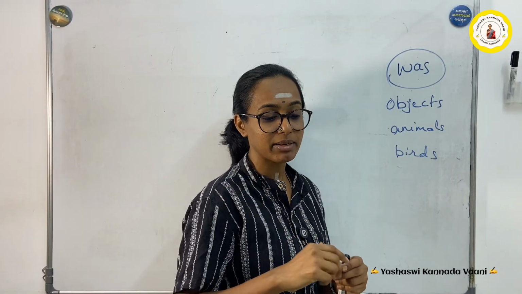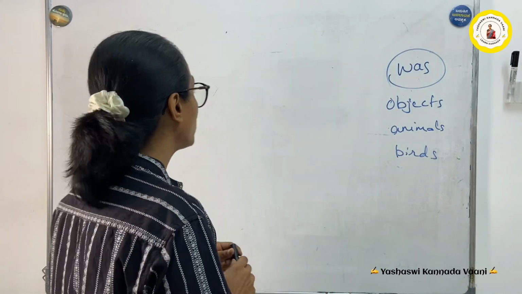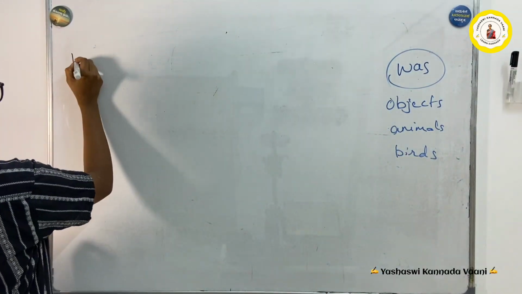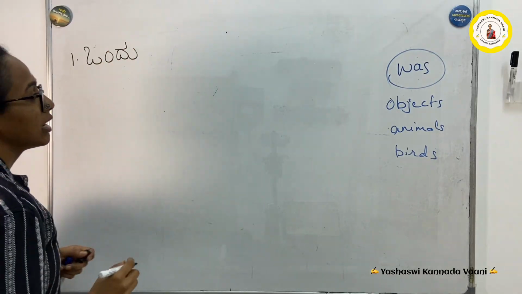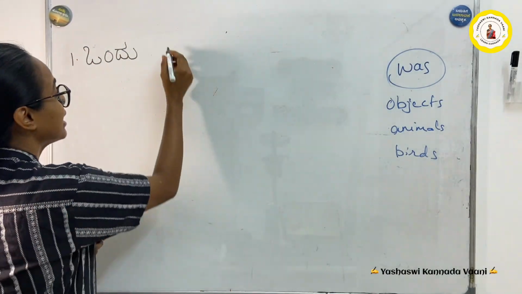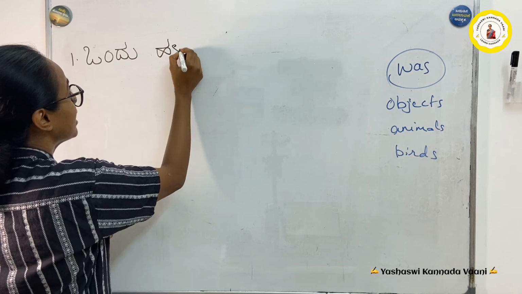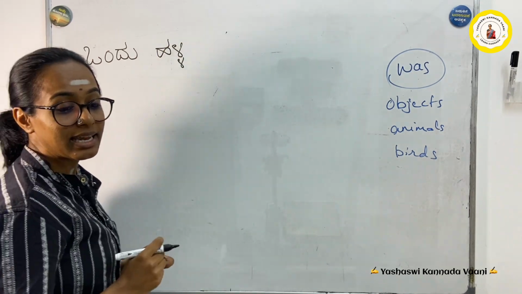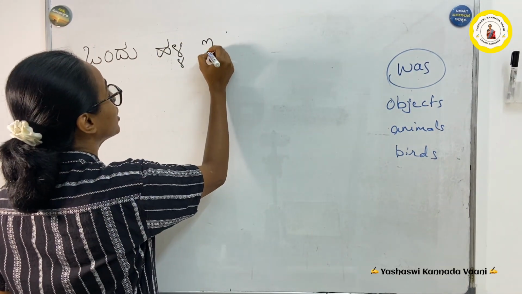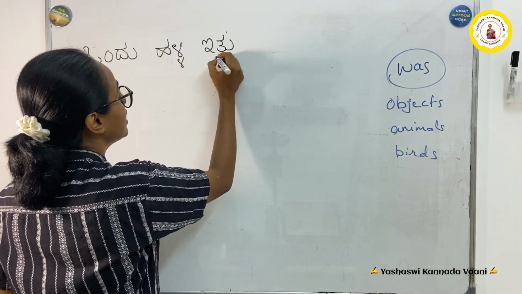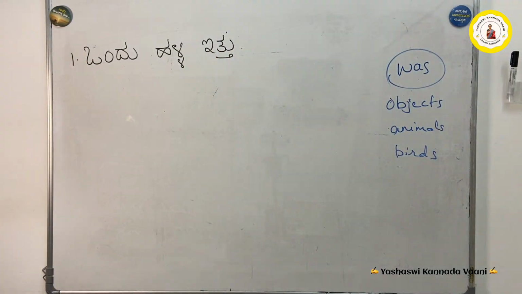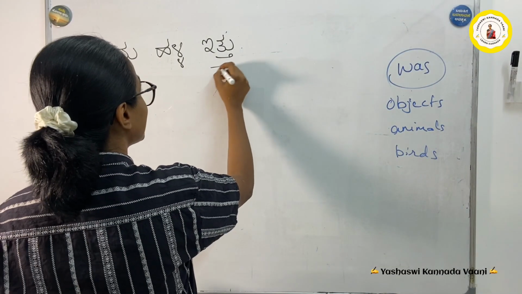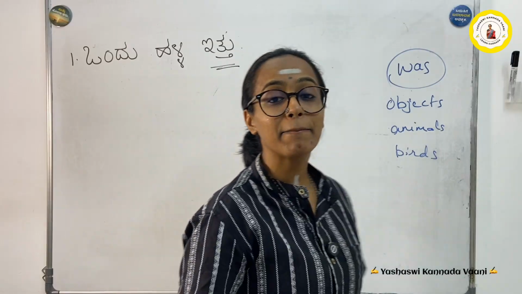ಕೇಳಿಸ್ಕೊಂಡು ನಿಧಾನಕ್ಕೆ ಬರೀರಿ, ಓಕೆನಾ? ಒಂದು, ಹಳ್ಳಿ, ಇತ್ತು. ಒಂದು ಹಳ್ಳಿ ಇತ್ತು. So this ittu, it always indicates that the sentence is in the past.